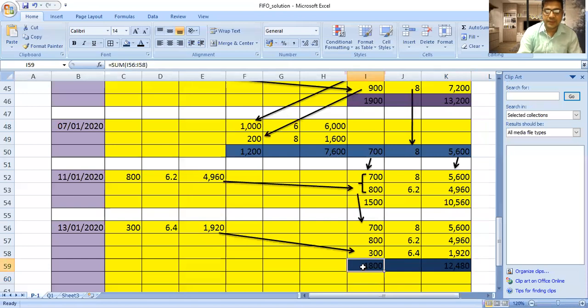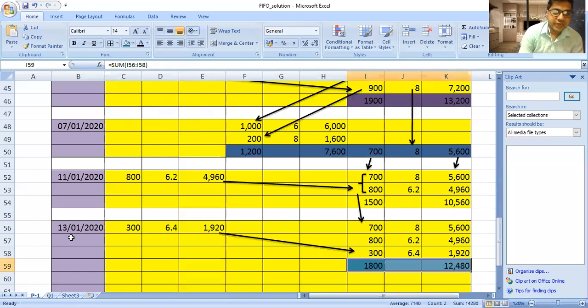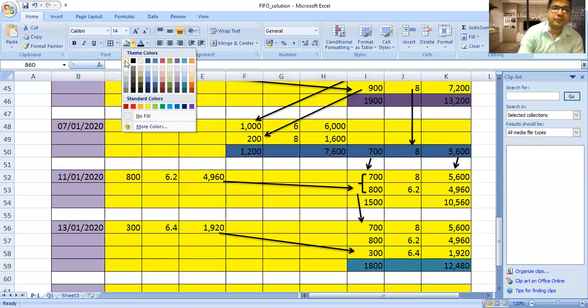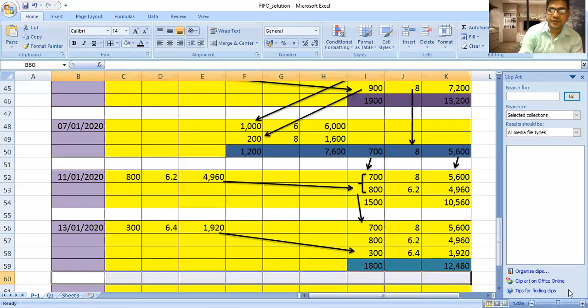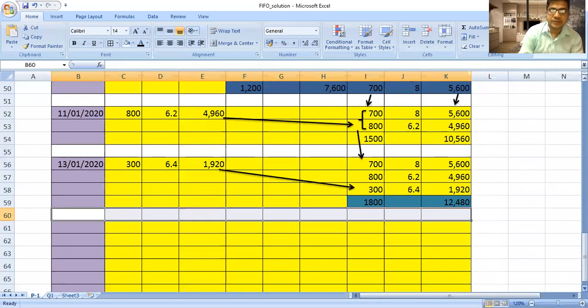So this particular closing balance is available on 13 January 2020. And we have three rates of purchases. I hope you understood what is going on. You understood this, how we will write our answer.